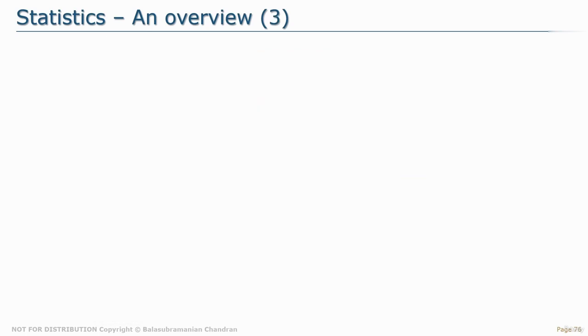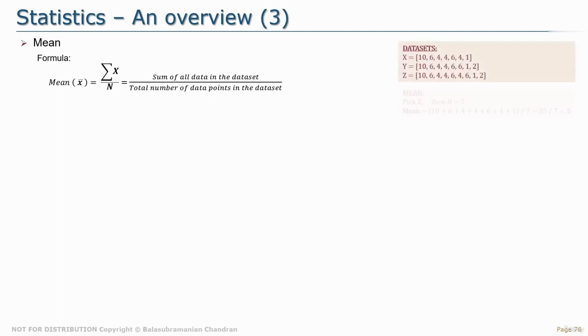Let's dive deeper into mean, median, mode, quartiles, percentiles, etc. Mean is nothing but the average value of all the data in the dataset. The formula for mean is the sum of all data in the dataset divided by the total number of data points in the dataset. Let's say we have three datasets, X, Y, and Z. If we pick X, then N becomes 7. If you do the arithmetic, you will get 5 as the mean.